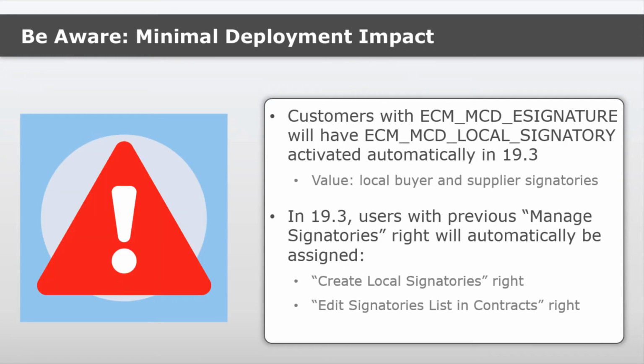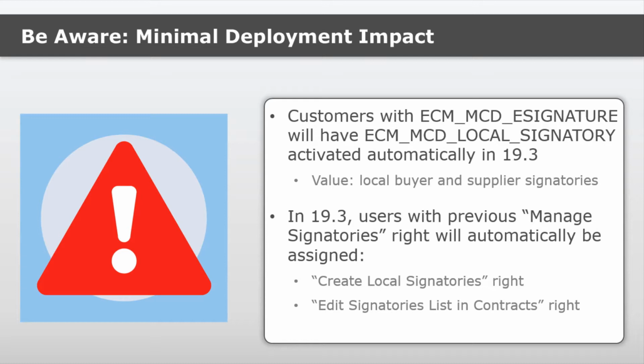Be aware, to minimize impact during the deployment of 19.3, all customers who have the ECM MCD e-signature parameter will have this new local signatory parameter activated automatically with the value that allows the ability to create both local buyer and local supplier signatories. This will ensure that you don't see any change to the existing functionality unless you'd like to.